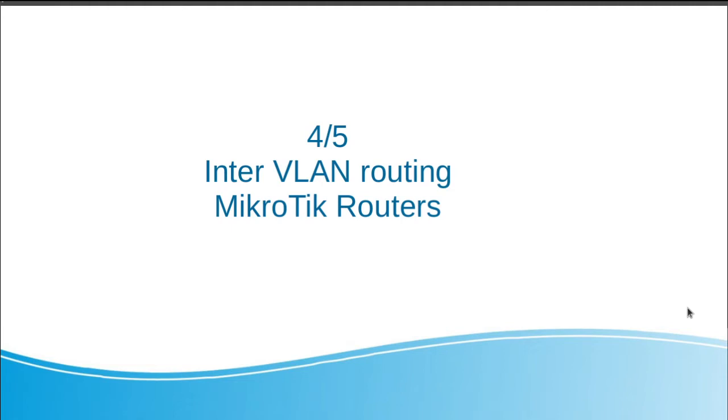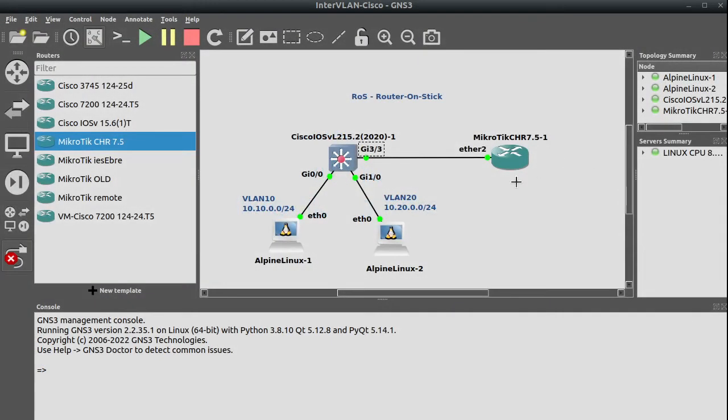Hello, in the previous video we showed how to use Inter VLAN routing using Cisco routers, and now we'll show how to do the same but with Mikrotik routers. So we have the same topology as in the previous video, but now we have replaced our Cisco router with a Mikrotik one. And we have connected that Mikrotik router to the same trunk port in the switch. And now we have to set up that Mikrotik router.